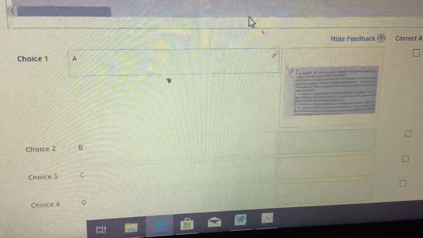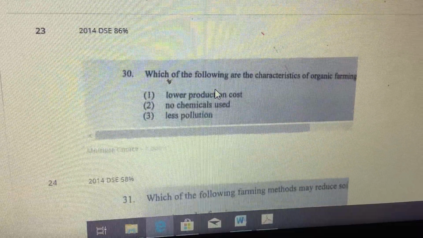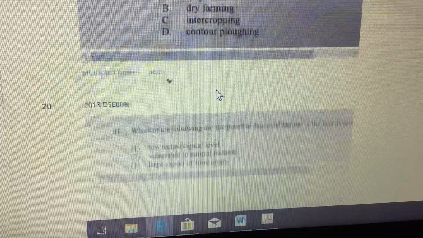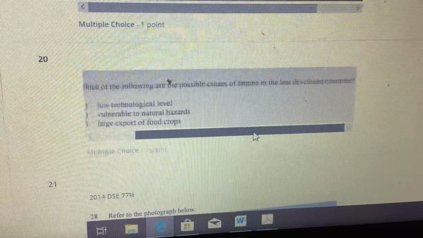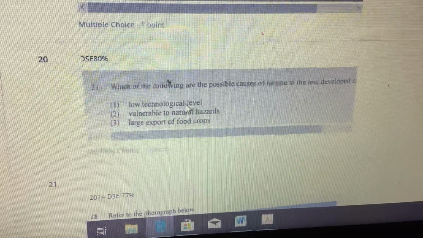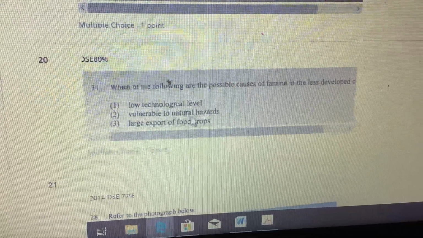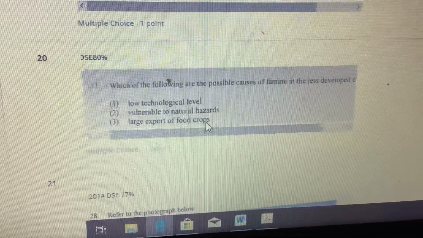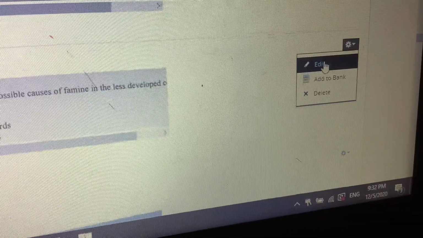Okay, next one. 1V, 31. What are the possible causes of famine in less developed countries? Low technology level, yes. Vulnerable to natural hazards. Vulnerable means easy to have. Okay. Large export of the food crops. Is it number 1 and 2? Number 3 is also correct.